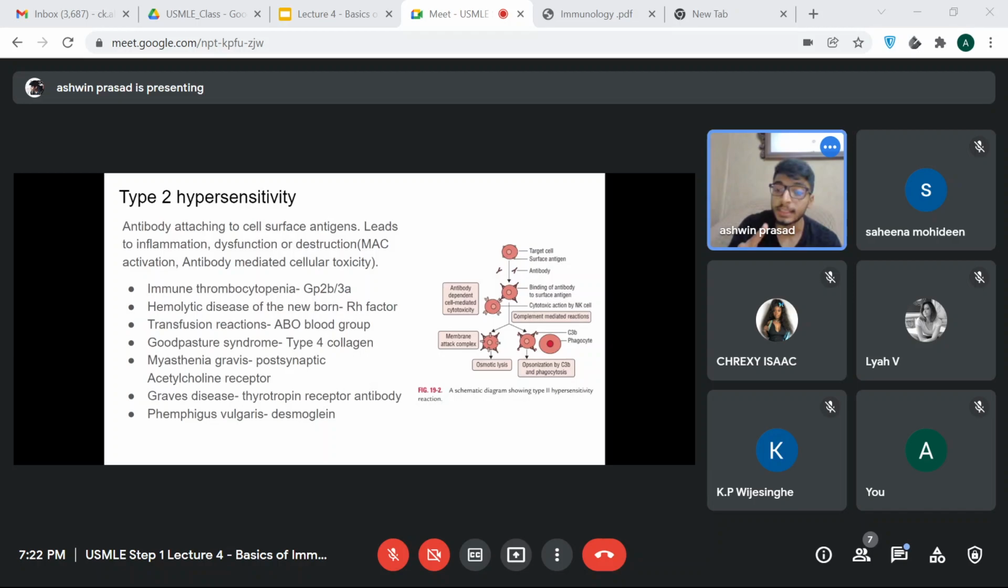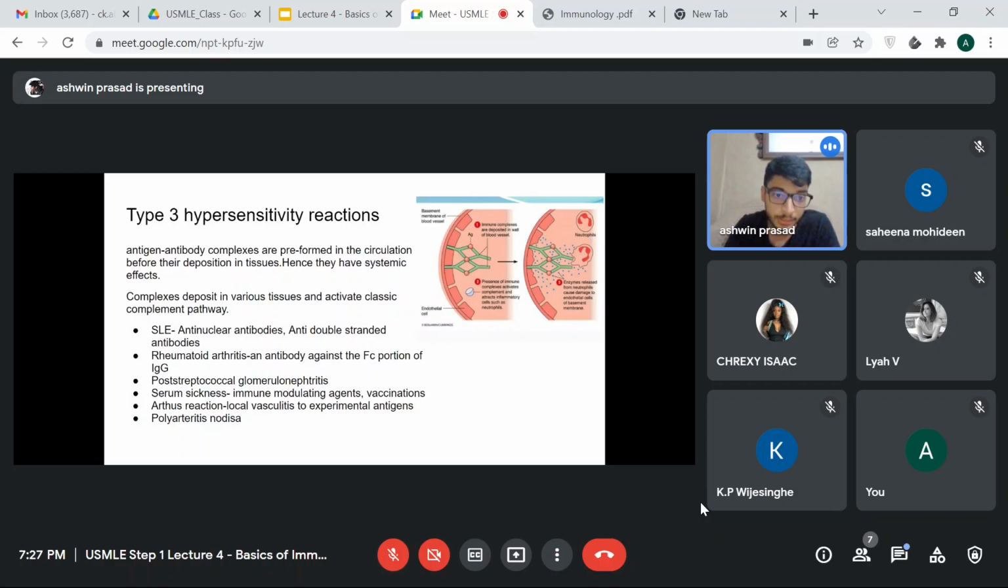I have a picture for SLE. SLE has a pathognomonic, very specific rash, the malar rash. It covers your nasolabial region and your malar region below your eyelid. And like I mentioned, SLE has a lot of clinical manifestations.